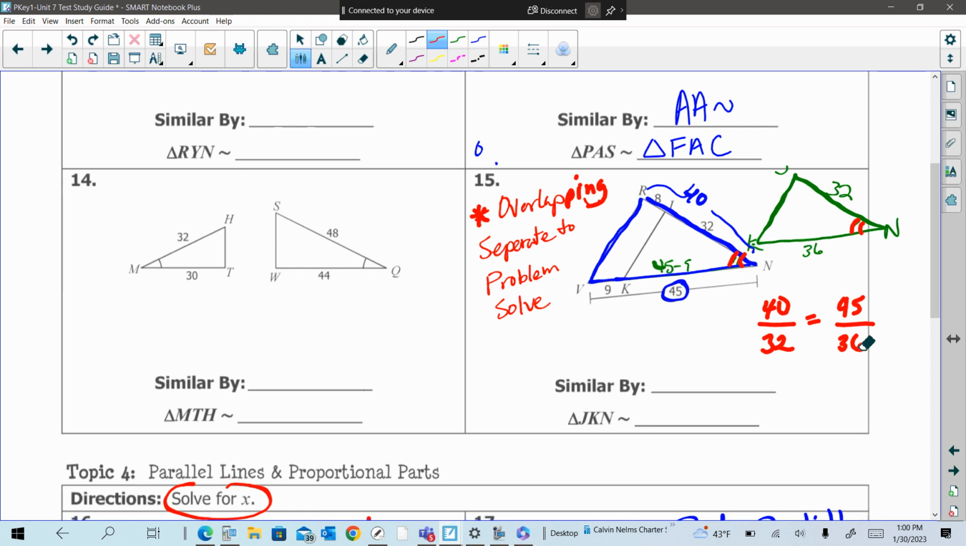So we can either reduce it or cross multiply. If I reduce this, both have 9 in common, so this is 5/4. Here, this both has 8 in common, again 5/4. So they're the same. So this would be similar by side-angle-side similarity. And then you follow the letters. So if I'm going J to K to N, that would be triangle RVN.